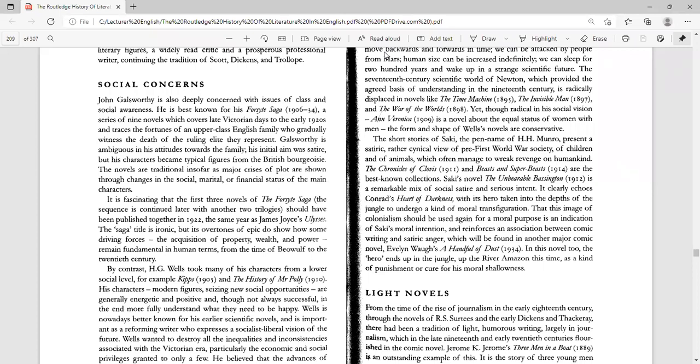The other materialist novel writer is H.G. Wells, who is known for his science fiction, The Time Machine, as well as his masterpiece, The History of the World. We can see both Galsworthy and H.G. Wells were well-read, intellectual novelists.